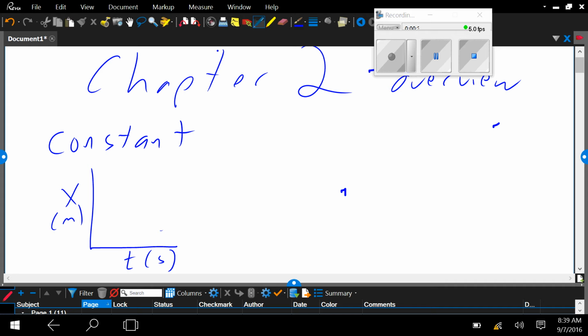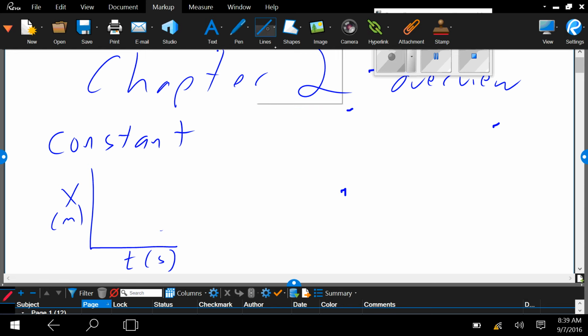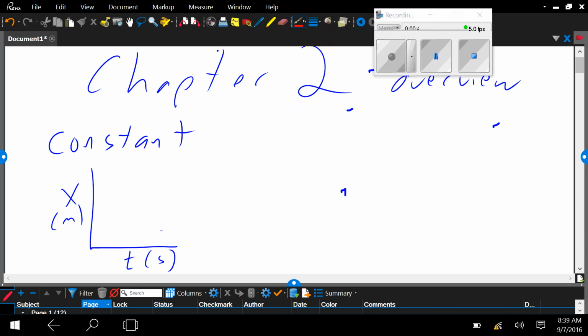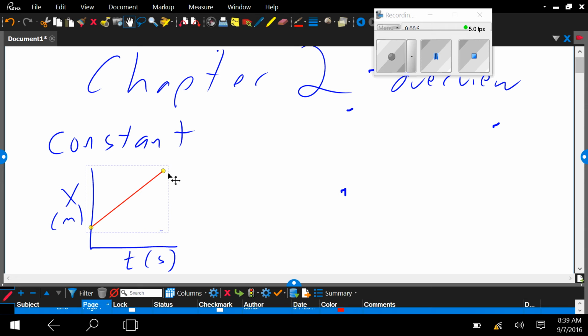And so let's take a look. What would it look like if I had a constant velocity on a position versus time graph? Okay, it's a linear graph. So there it is, a position versus time, and I have a beautiful line on my graph.